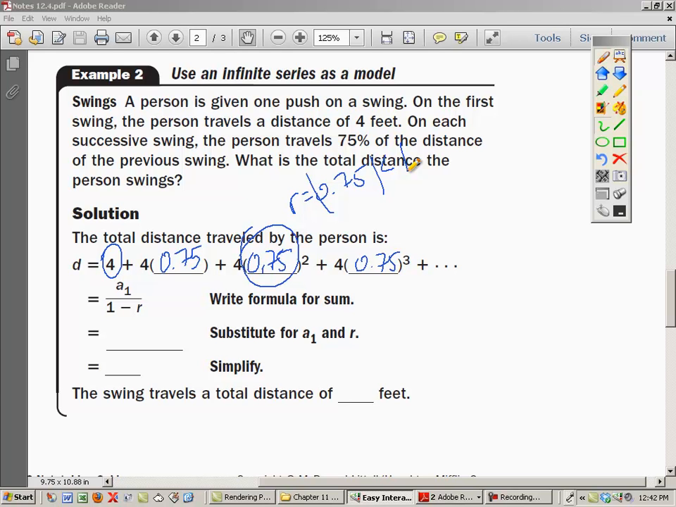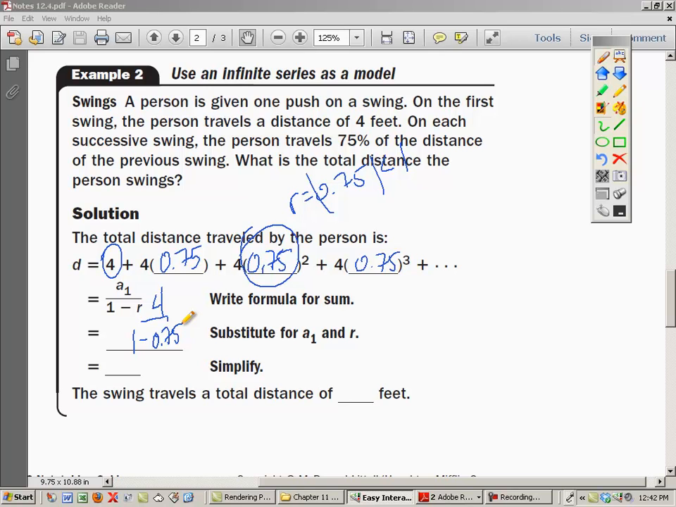All right? Now, this says that we swing for infinity. We never stop swinging, which, as you guys know, is a little bit of a misnomer. But if we add up all the terms of this series, we get the initial value, which is 4 feet, divided by 1 minus 0.75.